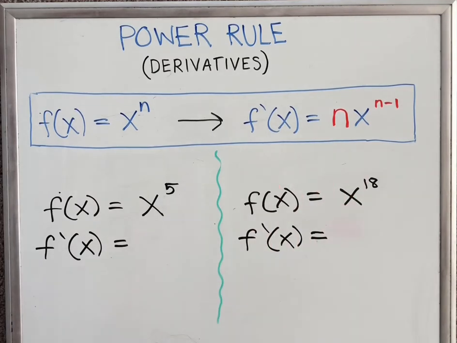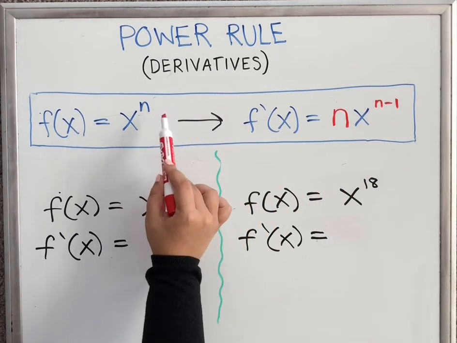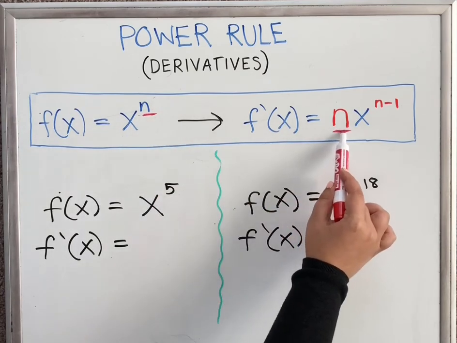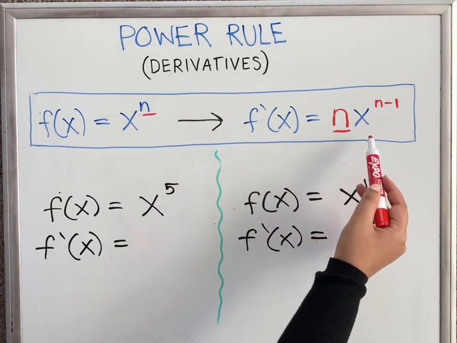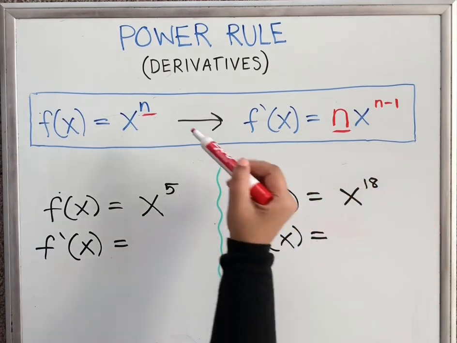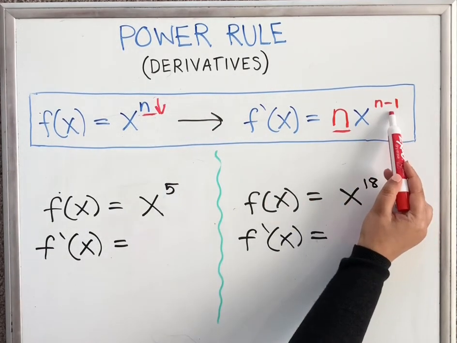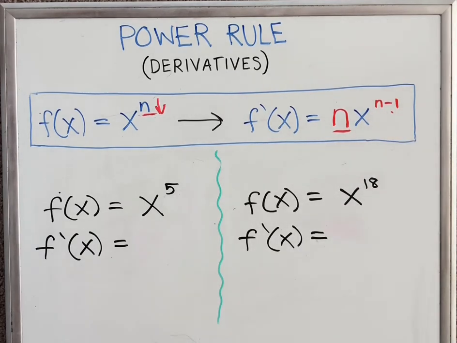They're basically two steps, right? So the first step, you're going to take your exponent and multiply it down here in front of your variable. And step two, you're just going to drop your power by 1. So it's going to become n minus 1. And let's go through some examples to make this a little bit more clear.